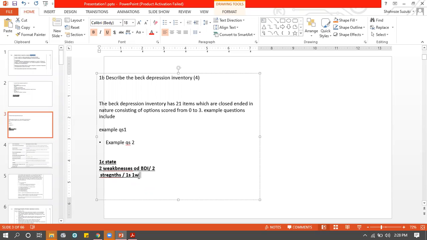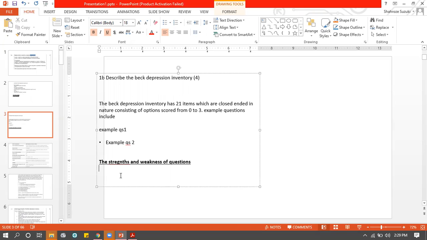What is the strength and weakness of a questionnaire? What I'm going to tell you now about the strengths and weaknesses of questionnaires is going to be applicable for every single questionnaire that you're going to encounter in your A2, whether it's health psychology or abnormal psychology. So, strengths and weaknesses of a questionnaire.